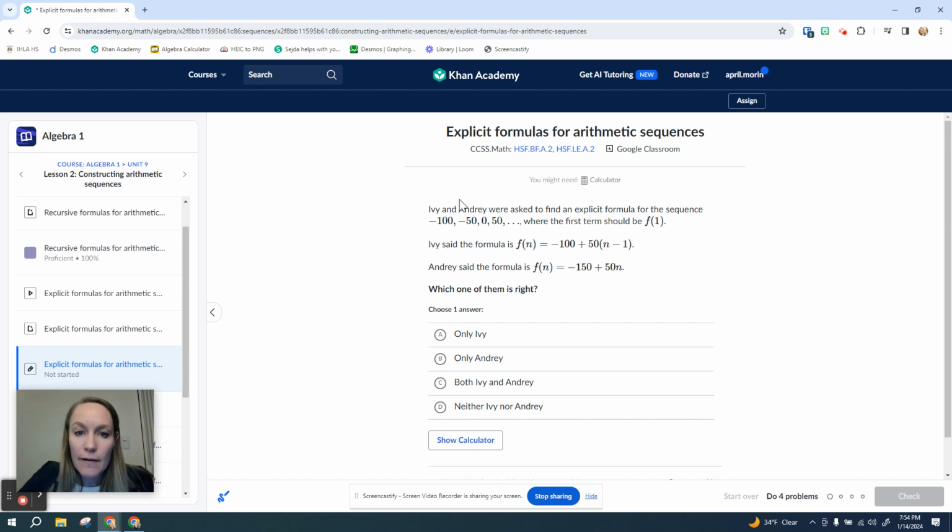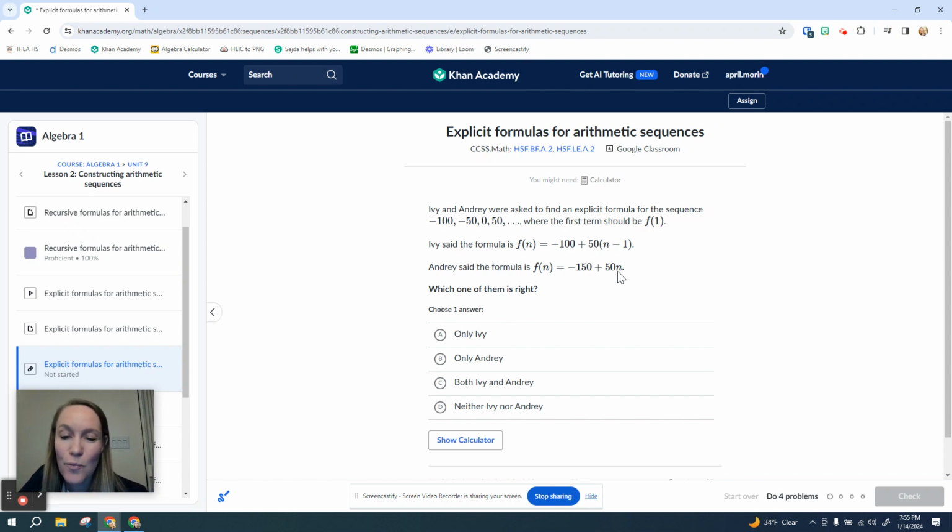So Ivy and Andrew, oh, I thought that would be Audrey. Maybe Andrew is the name. Ivy and Andrew were asked to find an explicit formula for the sequence negative 100, negative 50, 0, 50, where the first term should be f of 1. Ivy said the formula is f of n equals negative 100 plus 50 times the quantity n minus 1. And Andrew said the formula is f of n equals negative 150 plus 50n. So who is right?